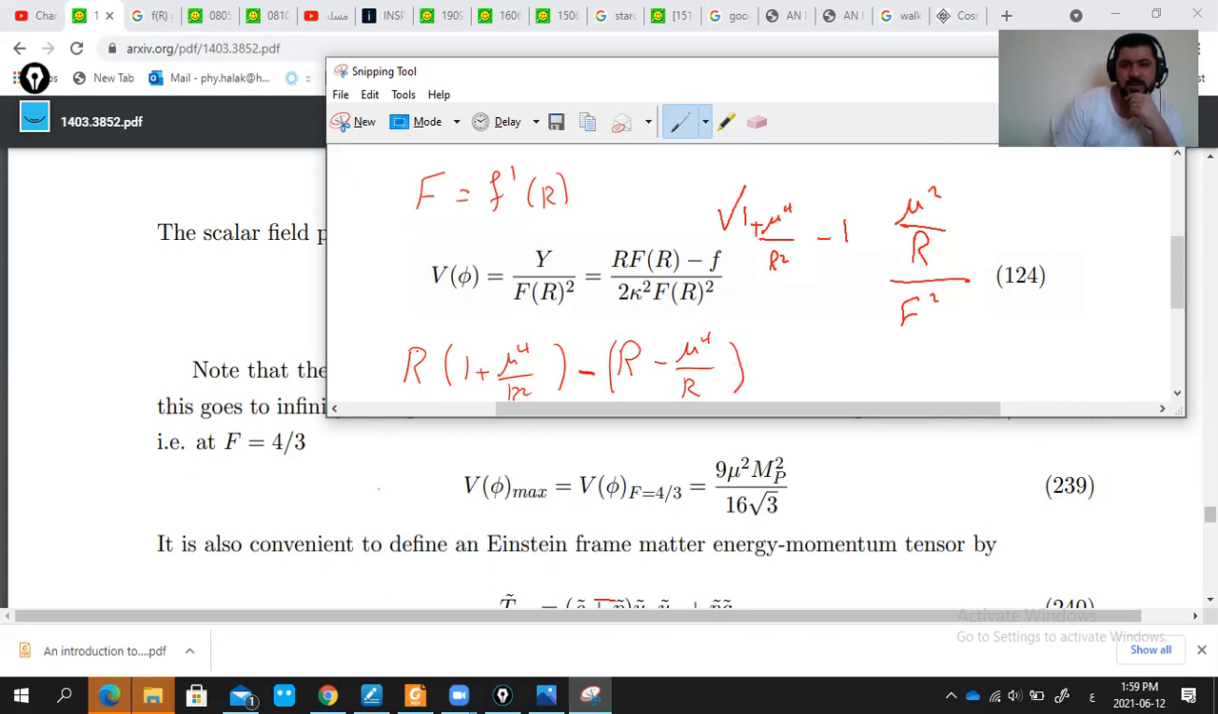So let's see. That will be r, and here r, that will be cancelled. Then we have mu to the power 4 over r plus mu to the power 4 over r, and here we have r squared. I think we have 2 also. Yes, we have 2. Yes, and R multiplied by this, so now here we have over R.